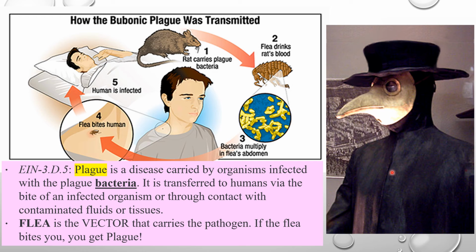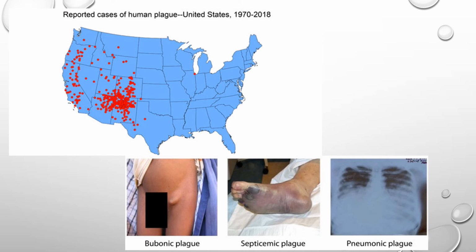So the flea is the vector that carries this pathogen. The flea is the one that bites you, but the plague is caused by a bacteria. So I also showed you 3 clinical forms of plague in the pictures below. And one is bubonic plague, you've probably heard of it, and then septicemic plague and pneumonic, like lungs, pneumonic plague. Plague symptoms depend on how the patient was exposed to the bacteria.